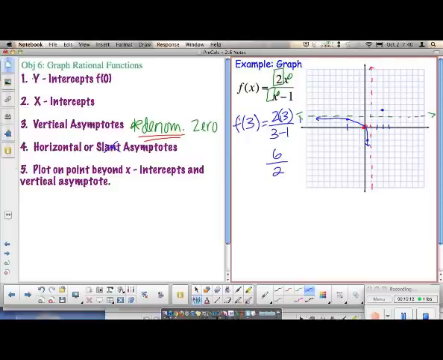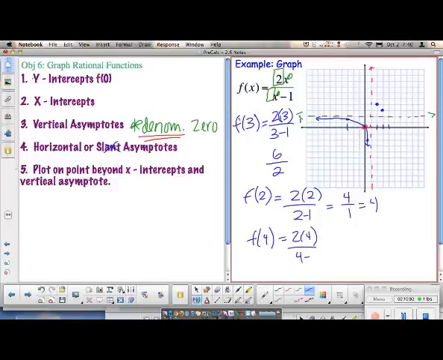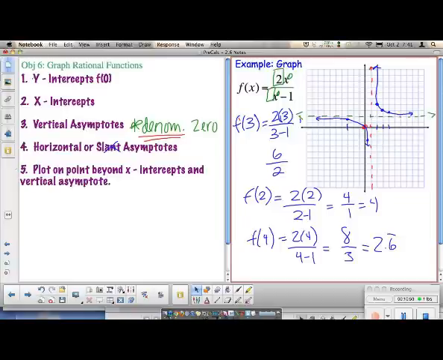So at 3, I'm up at 3. Plugging in 2, I see that I'm at 4 over 1, which is 4. So at 2, I'm up at 4. And last but not least, plugging in 4: 2 times 4, 4 minus 1. It looks like I'm at 8 over 3, which is about 2.67. So over at 4, I'm at 2.67, a little bit lower than 3. So I'm starting to see the curve. And there's your graph. You've checked for points on the left and right of the asymptote, and on the left and right of the intercept, and I have a nice curve.